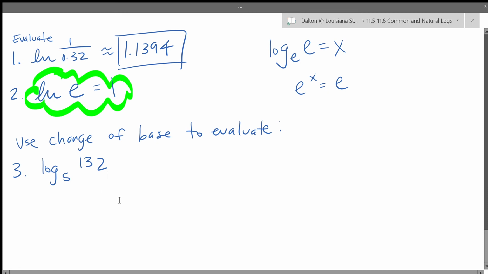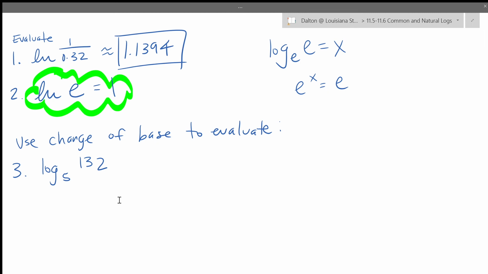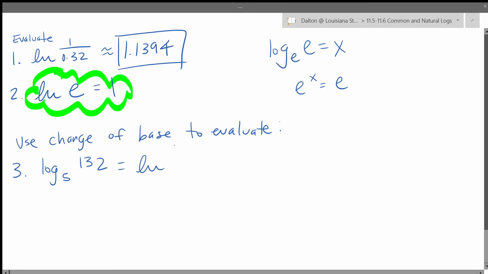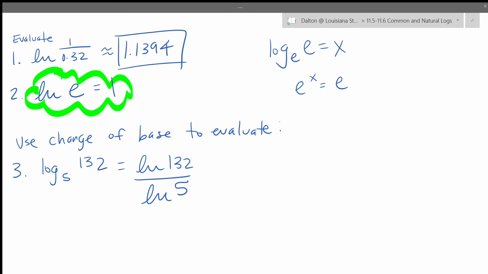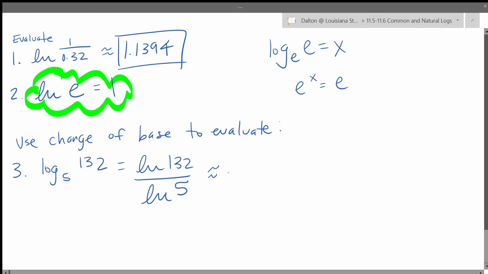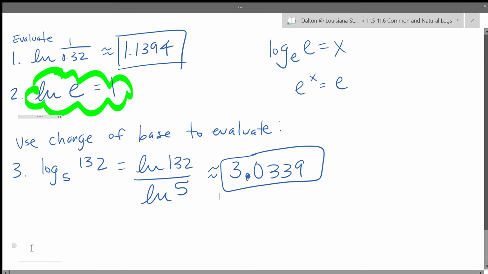Well, using change of base with natural log is the same exact thing, except instead of taking the log of 132 over the log of 5, which is understood base 10, let's just understand that the base is e, because we can make the base whatever we want, and then use the natural log of 132 divided by the natural log of 5. And you would get the same answer even if you did the log of 132 divided by the log of 5 because of the exponential properties. But either way, you should end up with approximately 3.0339. So we could do the same things like we did with common logs with natural logs.